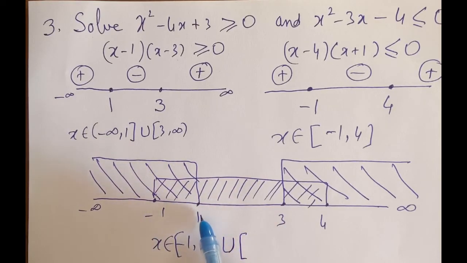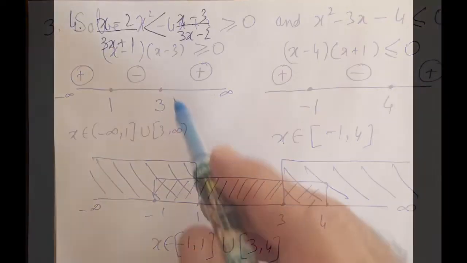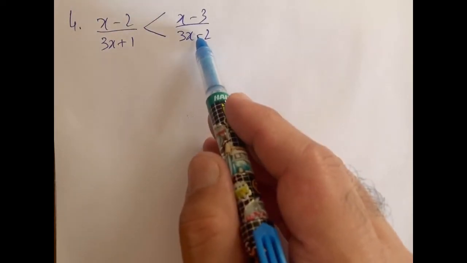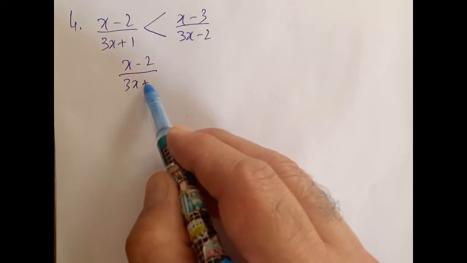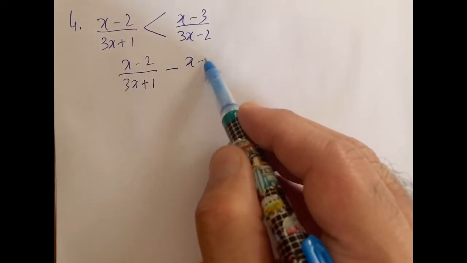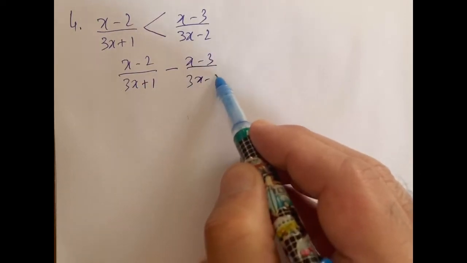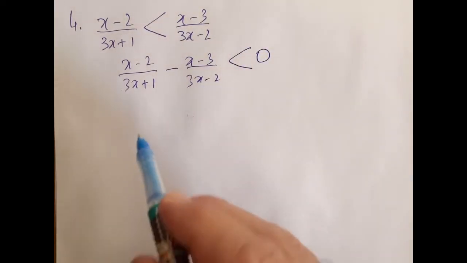So -1 to +1, or then from 3 to 4 union 3 to 4. This is the answer. Shift this term right hand side to the left hand side. x minus 2, this is 3x plus 1 minus x minus 3, 3x minus 2 and less than 0.